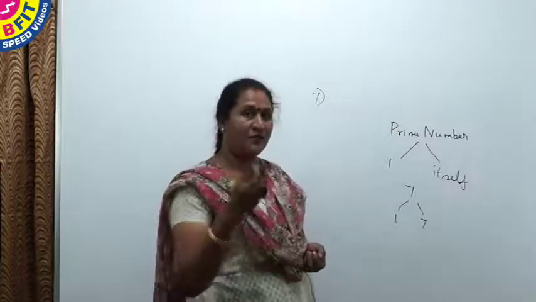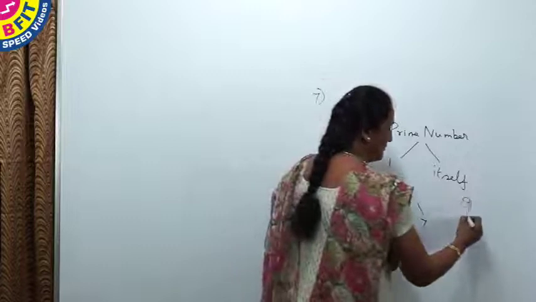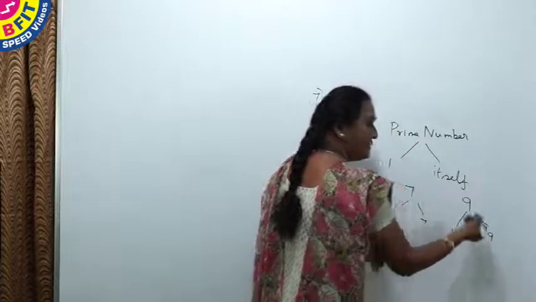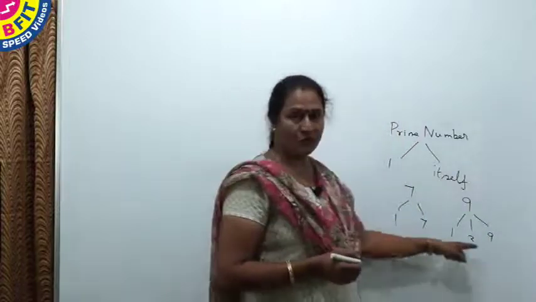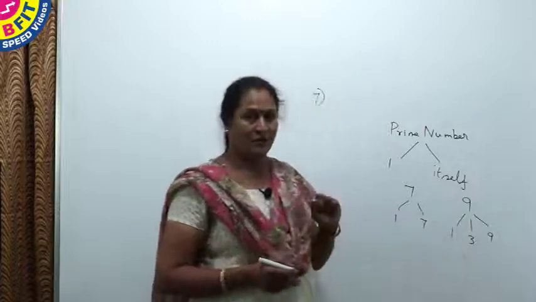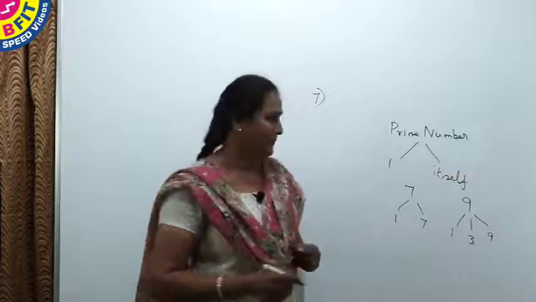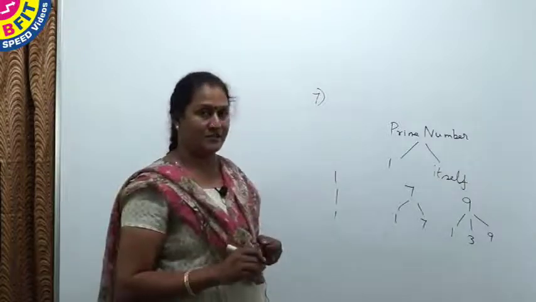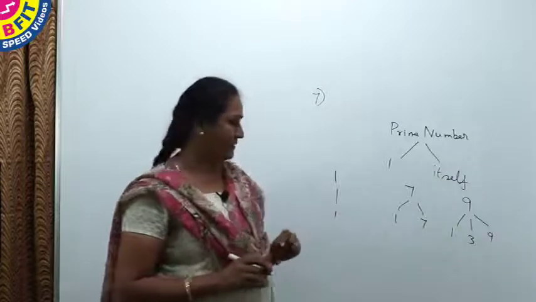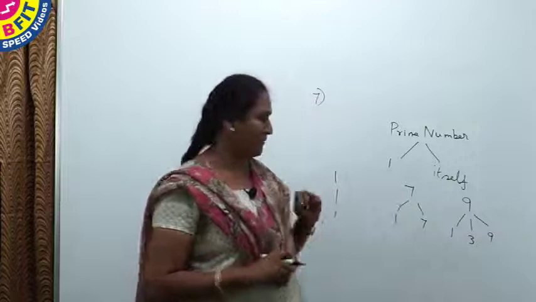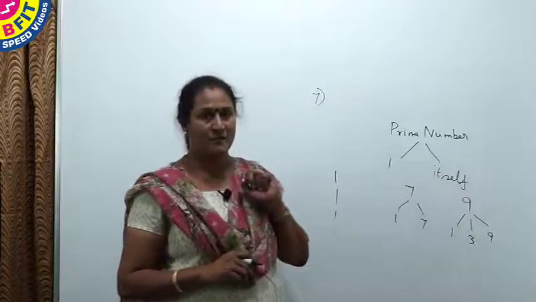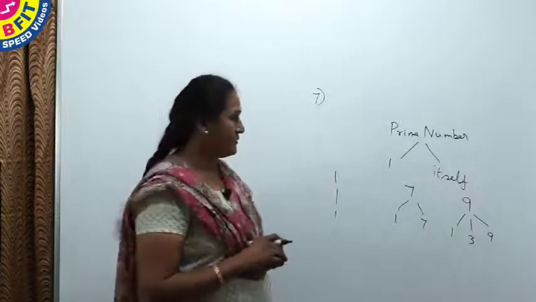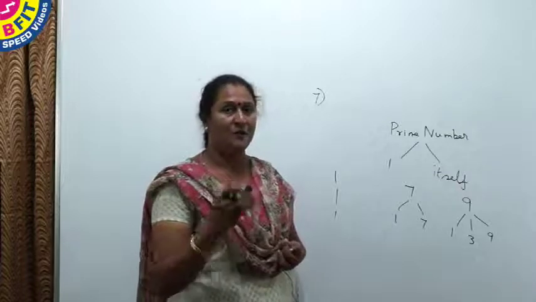Say for example, if you take 9, the factors of 9 are 1, 9 and also 3 is a factor of 9. So you have more than two factors. So 9 is not a prime number, it is a composite number. When you check for 1, the factor of 1 is 1 itself. So 1 has only one factor. If it has two factors, it is a prime number, and with more than two factors, it is a composite number. So 1 is considered neither prime nor composite. Now we'll see what a relatively prime number is.